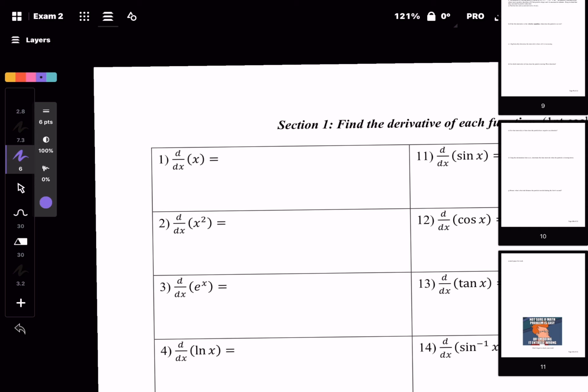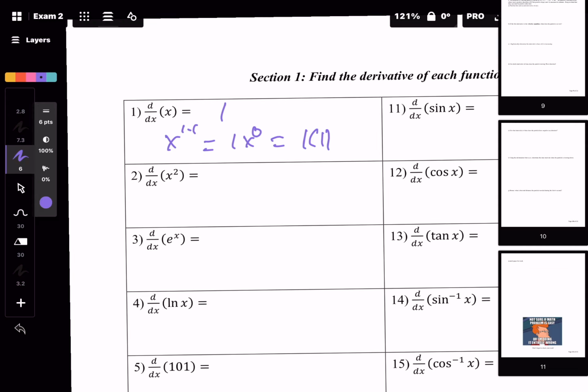So the derivative of x will always be 1, since x to the 1 minus 1 would equal x to the 0, which is 1 times 1. Therefore, it's going to equal 1.